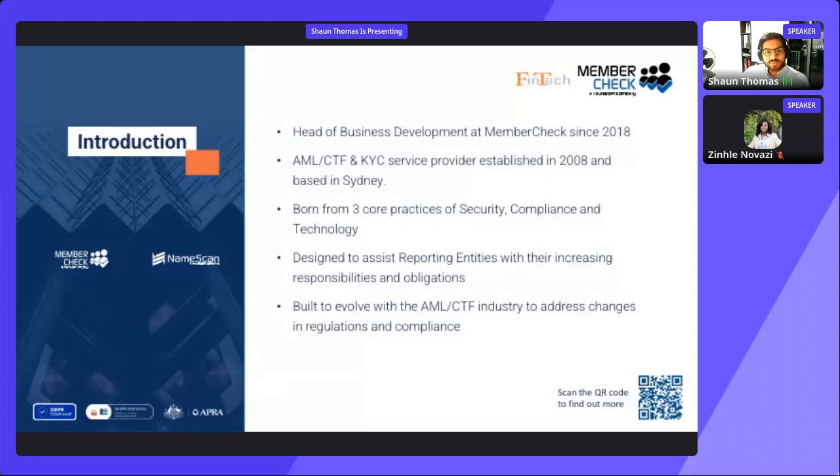So our company was born from 3 main principles, which include security, compliance, and technology. And since 2008, we've evolved along with the AML and CTF industry to assist reporting entities all over the world in their compliance with their obligations. So I'll talk more about our MemberCheck service and some of the features and capabilities towards the end of this presentation.